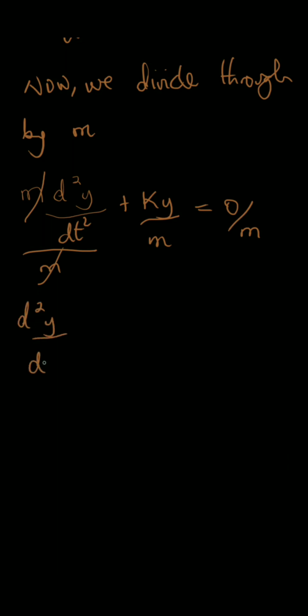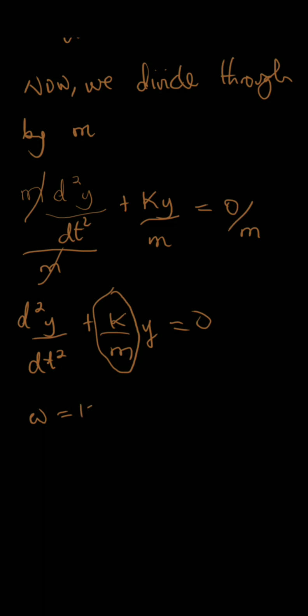Now the m and the m cancel out, leaving us with the second derivative, plus k over m times y, which is simply equal to 0. Now k over m, the force constant over the mass, is the same as the angular frequency squared.